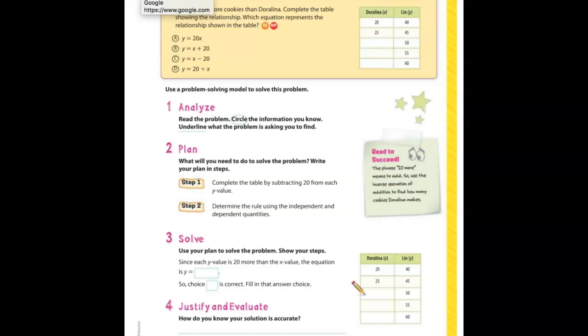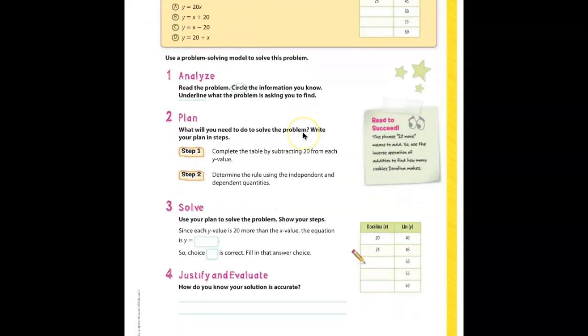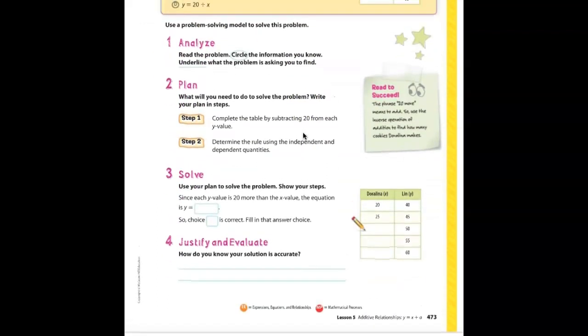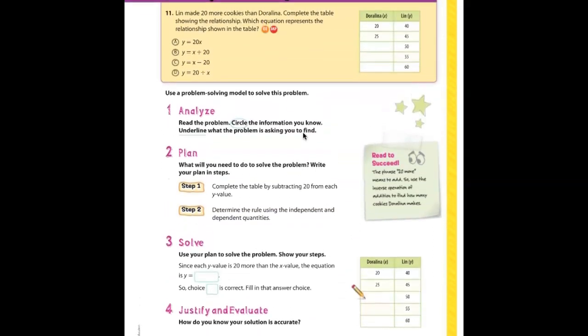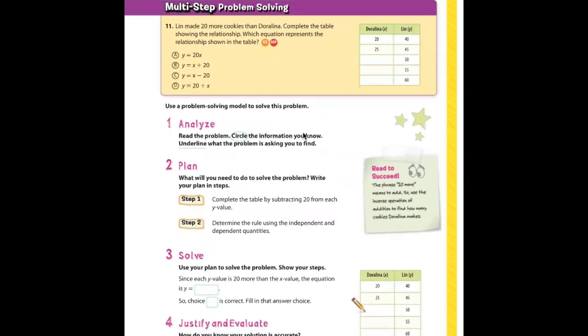Okay, today we're going to be practicing some problem solving situations involving additive equations. We need to be on page 473, and this is again for chapter 6, lesson 5. For number 11, it says Lynn made 20 more cookies than Doralina. Complete the table showing the relationship. Which equation represents the relationship shown in the table?